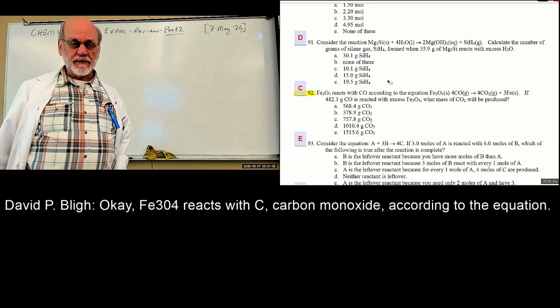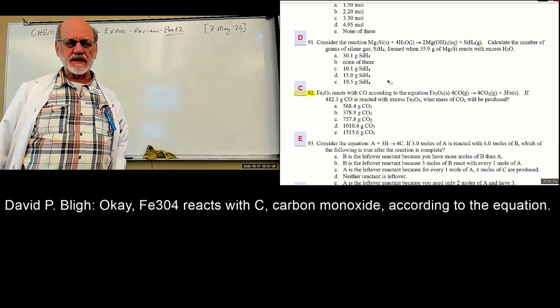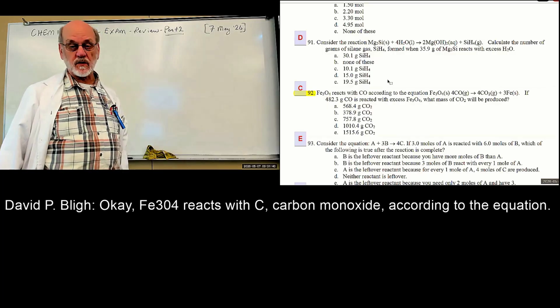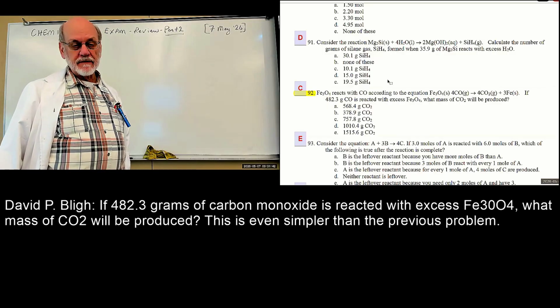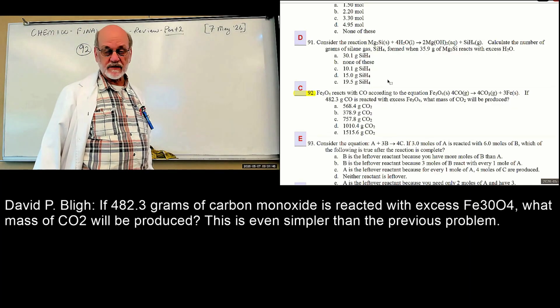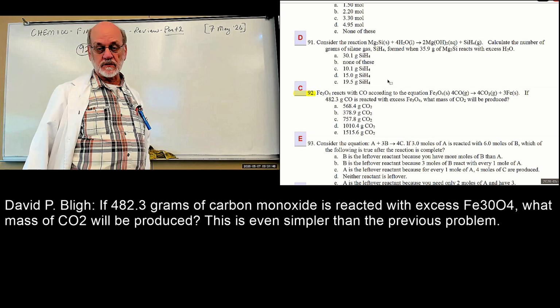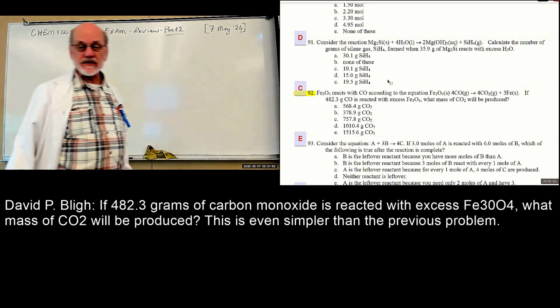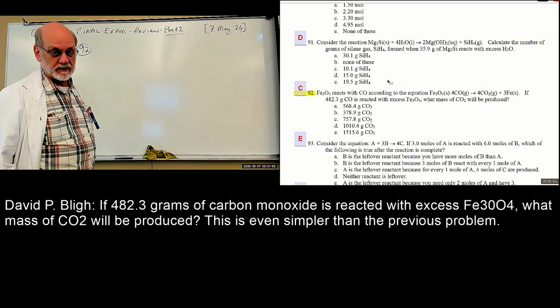Okay, Fe3O4 reacts with carbon monoxide according to the equation. If 482.3 grams of carbon monoxide is reacted with excess Fe3O4, what mass of CO2 will be produced? This is even simpler than the previous problem.